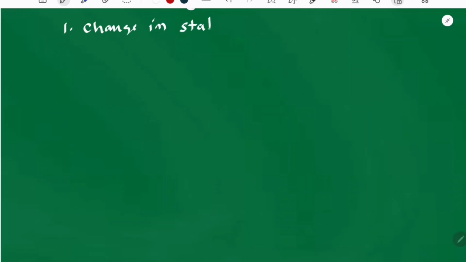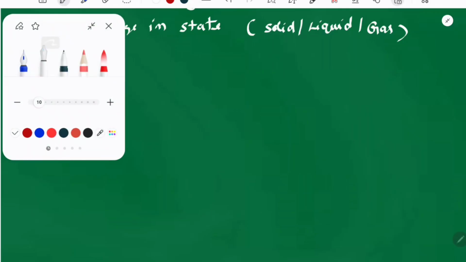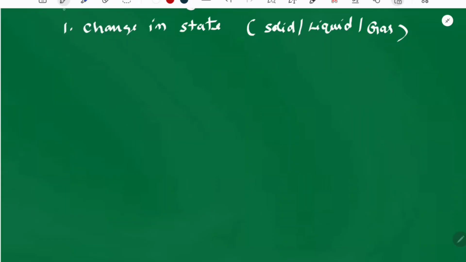Here state means physical state. What are the physical states we already learned? Solid, liquid, gas. These are the physical states. So in these three activities, we observed one thing: change in state. And change in color.